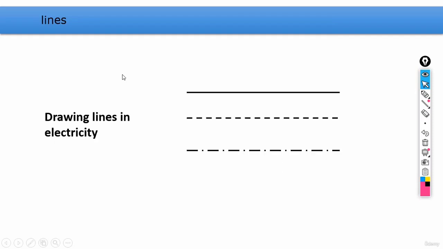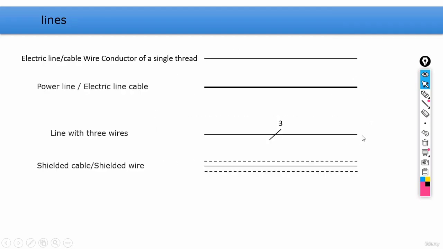All right. Usually, guys, the patterns that we would see for the lines in electrical diagrams would be one of these three. Okay, let me try to elaborate now. For example, as you can see here, for the first line, this thin line, we have an electric line or cable wire conductor of a single thread. Then, compared to the first type of line, if the line was thicker, we can be sure that that specific line represents a power line. Like when we want to display the phase lines, L1, L2, L3.